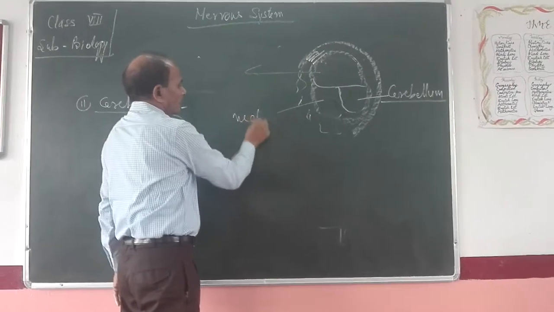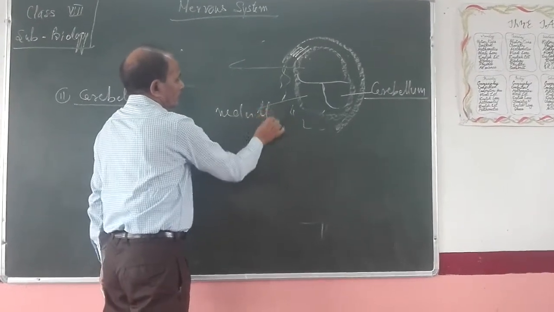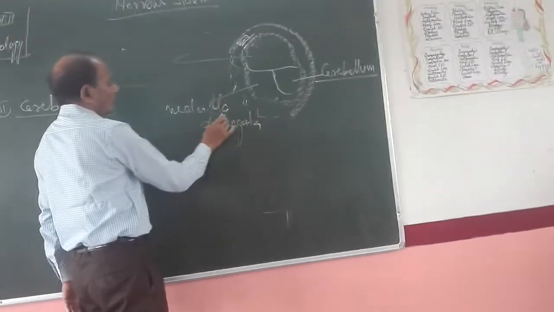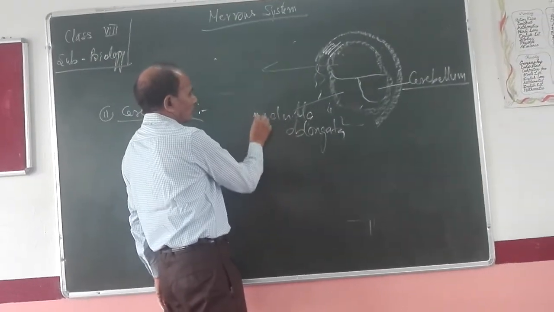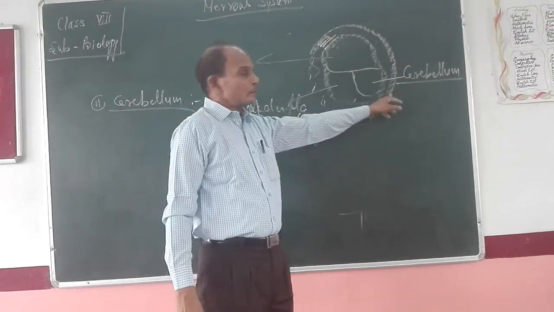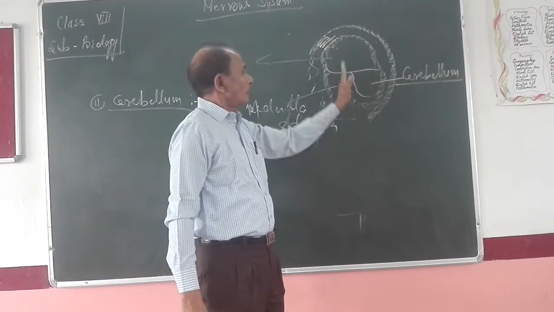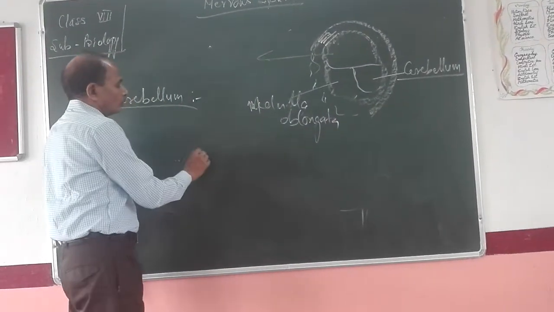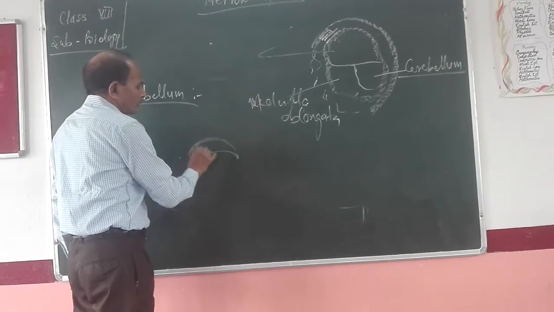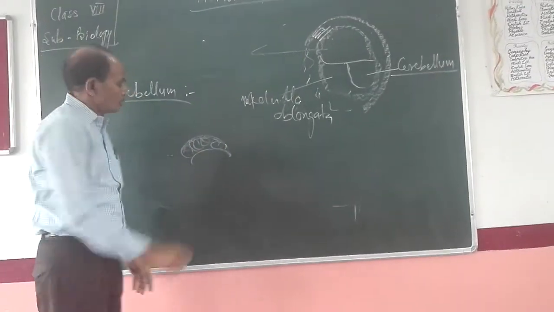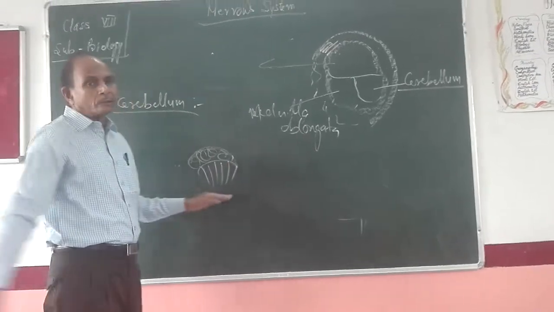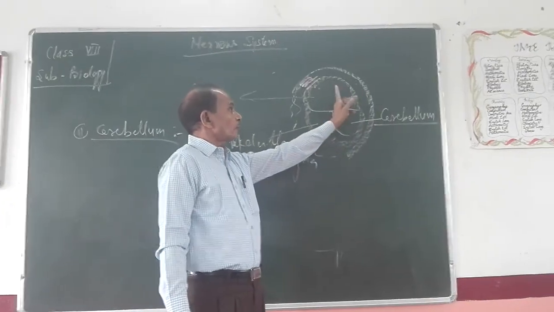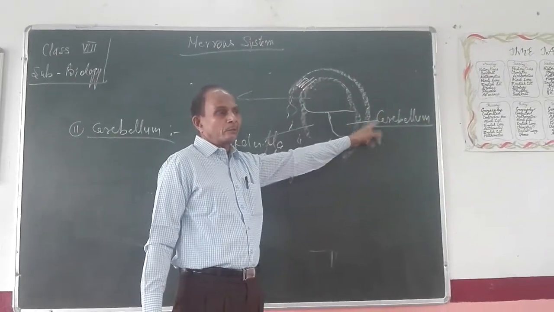This one is the medulla oblongata. So this cerebellum lies below the cerebrum and behind the medulla oblongata. In the cerebellum also, the gray matter is towards the periphery and the white matter is towards the center. That is, the position of gray and white matter is the same in the cerebrum as well as in the cerebellum.